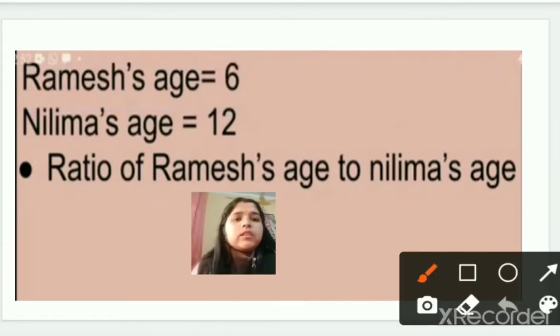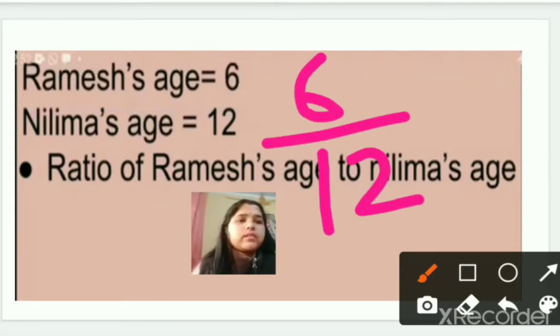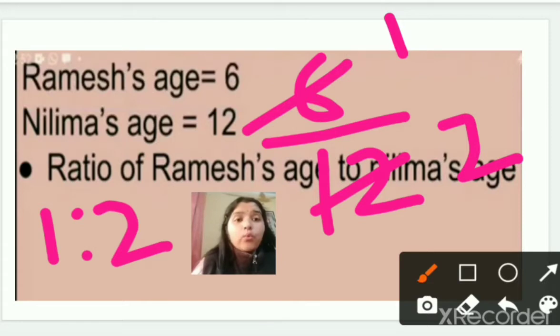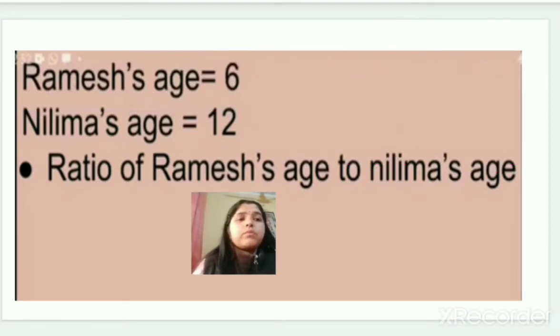6 is Ramesh's age and Nilima's age is 12, right? This is the fraction form. We will write 6 1 is 6 and 6 2 is 12. So our answer in the ratio will be 1 ratio 2, right? How do you have to write? First, Ramesh's age is given, so first of all you will write Ramesh's age, which is 6. Then just draw one line, and below that, in the denominator part, you will write 12.